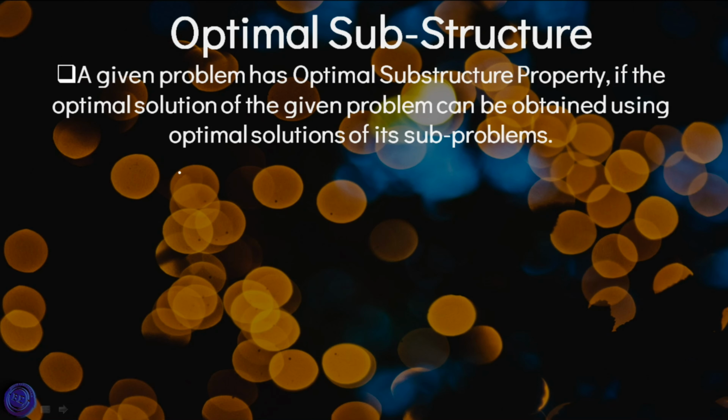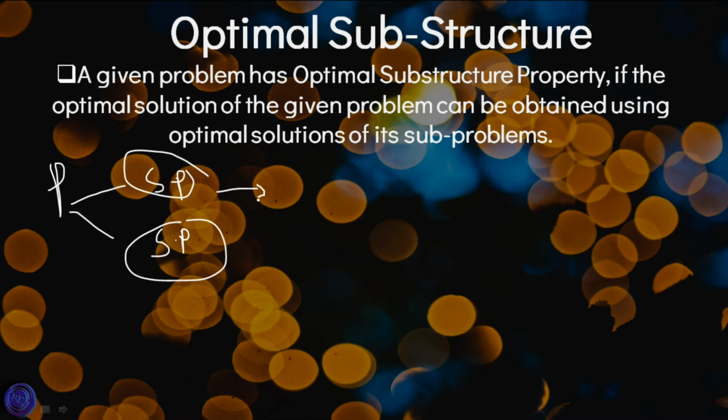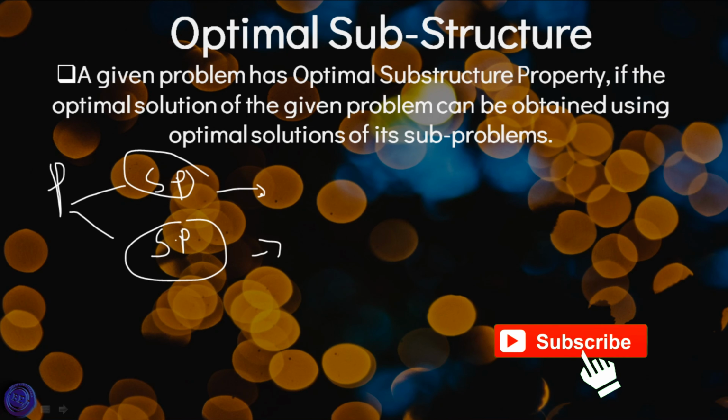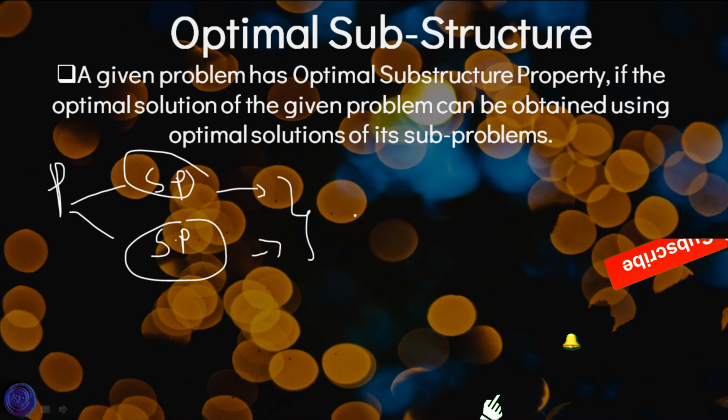And coming to the second property of dynamic programming, which is optimal substructure. A given problem has the optimal substructure property if the optimal solution of the given problem can be obtained by using the optimal solutions of the subproblems. So here we have a problem. A problem is divided into subproblems, okay? And these subproblems have some optimal solutions.